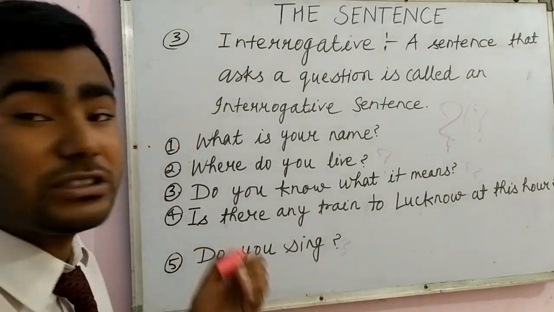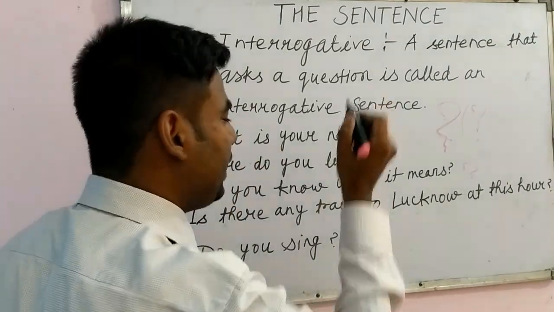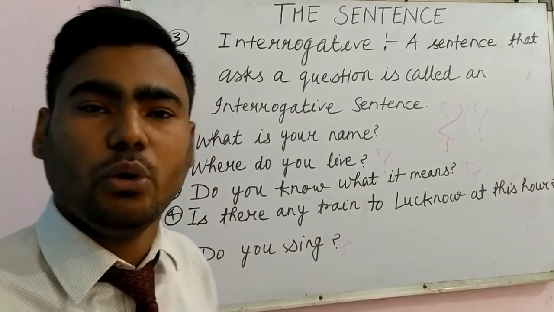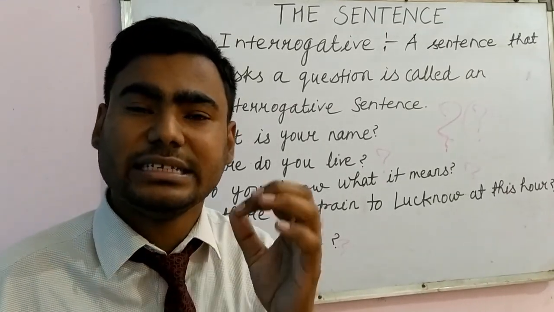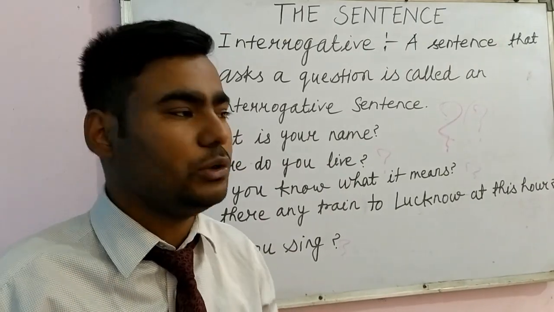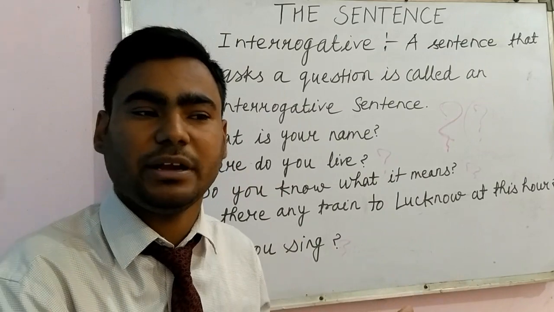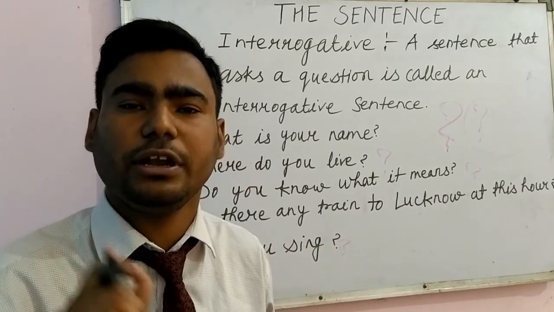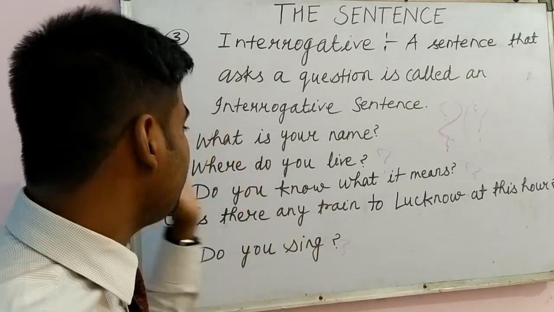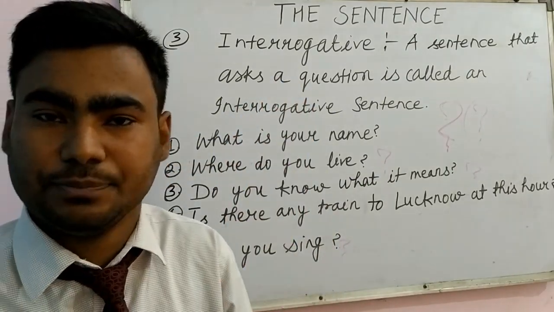What kind of sentence? First example: what is your name? Someone asks you, what is your name? Where is this sentence used? If you go to a school for admission, to the train, to the airport, the administrator department asks the question, what is your name? This question is directly asked to you. This question is an interrogative sentence.